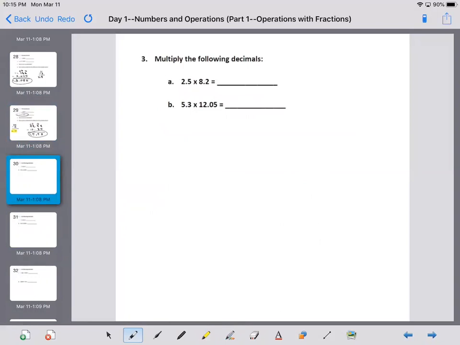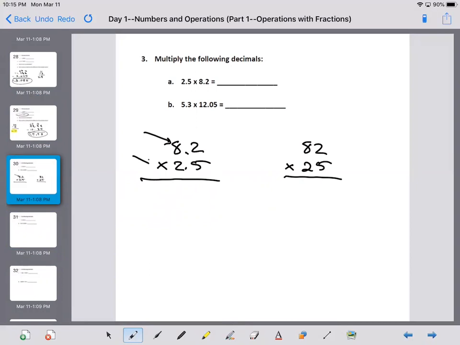Now let's look at multiplying. There are several ways to look at multiplying decimals. I would encourage students to go ahead and multiply it as normal, and then think about, well, it's not 82, it's actually 8 and 2 tenths. So that means this is 10 times smaller. And it's not 25, it's 2 and 5 tenths, which is another 10 times smaller, which means we're going to divide this result by 100.